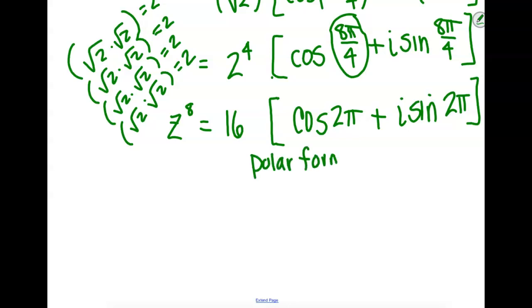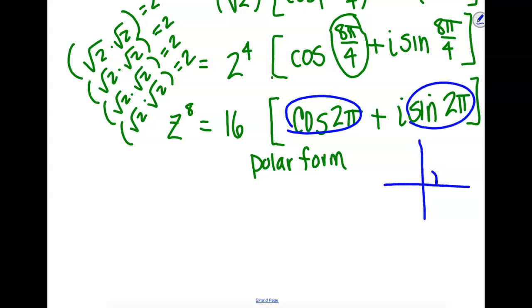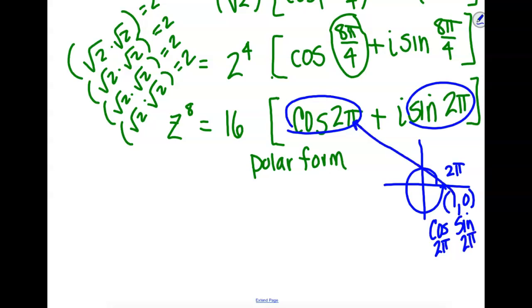It's asking us to write our final answer in rectangular form. So we have to use our unit circle. We need to evaluate the cosine of 2 pi and the sine of 2 pi. Think about your unit circle, 1 revolution around, here's our angle 2 pi. That ordered pair is (1, 0). The 1 represents the cosine of 2 pi, and the 0 represents the sine of 2 pi. So now we're going to substitute those values in. This becomes a 1, and that becomes a 0.